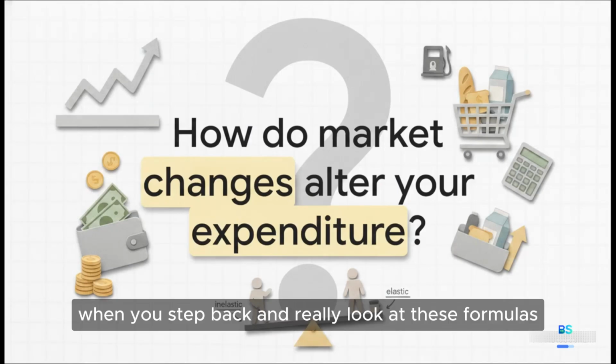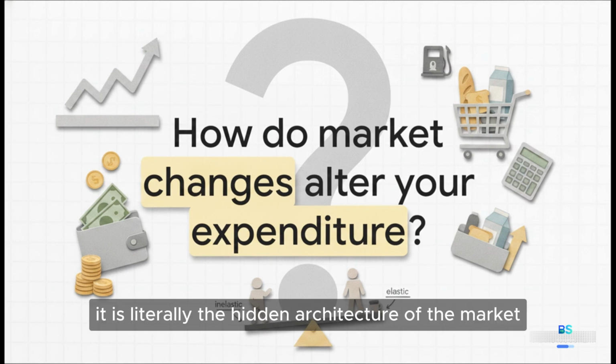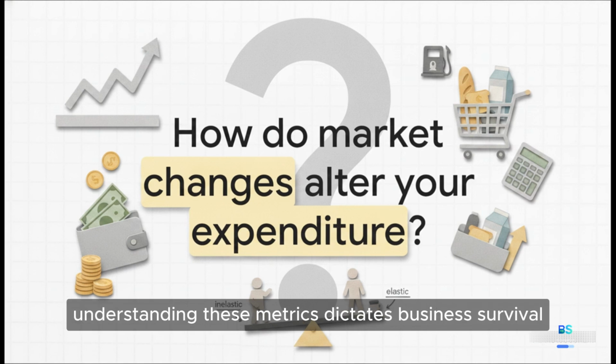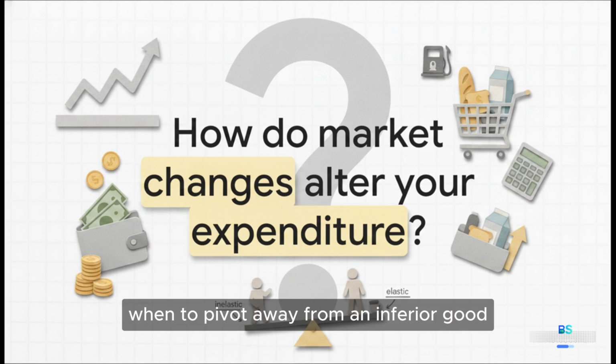When you step back and really look at these formulas, you realize that elasticity isn't just some textbook theory. It is literally the hidden architecture of the market. Understanding these metrics dictates business survival. It tells our cafe owner exactly when to raise prices, when to pivot away from an inferior good, and who their real market partners are.